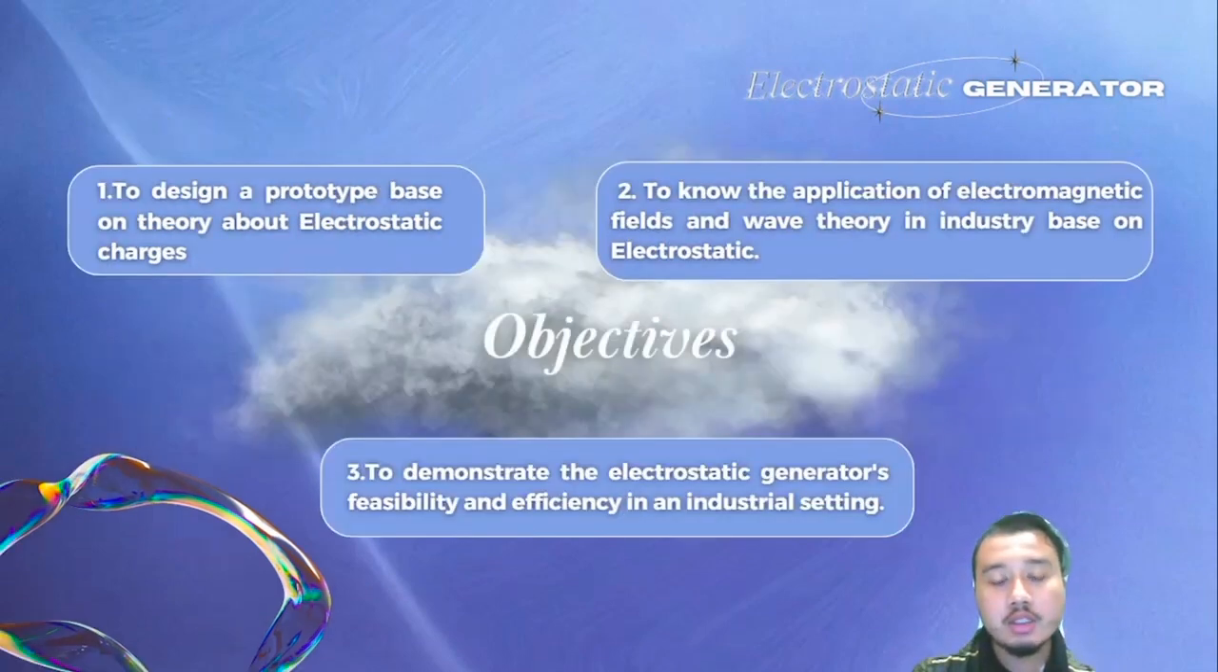Next, the objective of our project. The first one is we want to design a prototype based on theory about electrostatic charge. Second, we want to know the application of electromagnetic fields and wave theory in industry based on electrostatics. The third one is we want to demonstrate the electrostatic generator's feasibility and efficiency in an industrial setting.